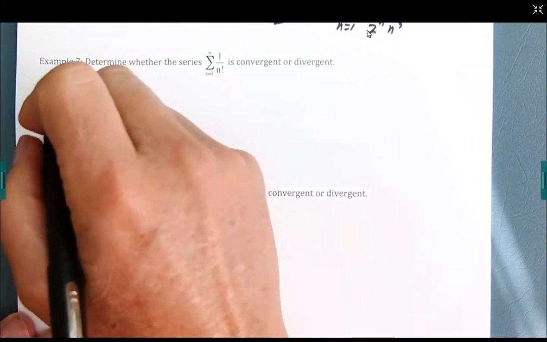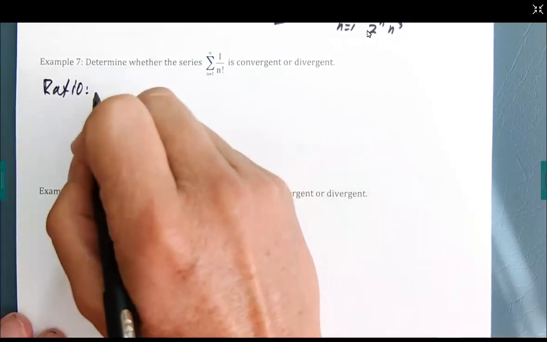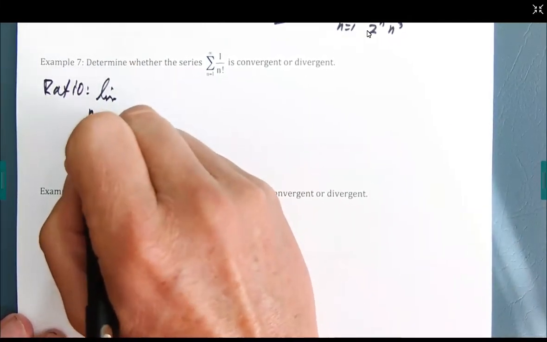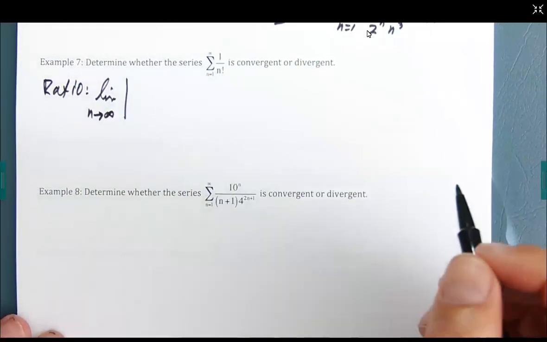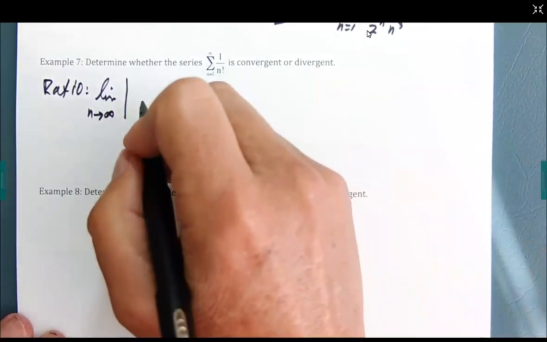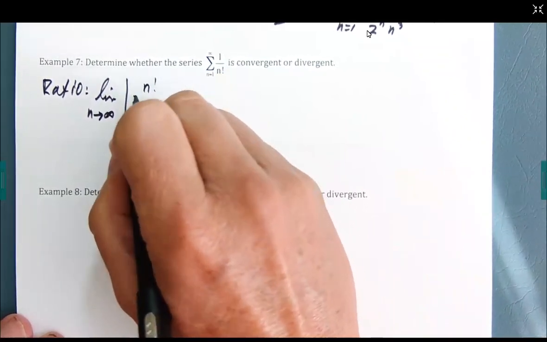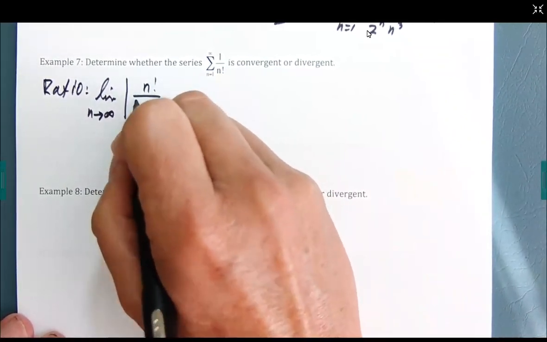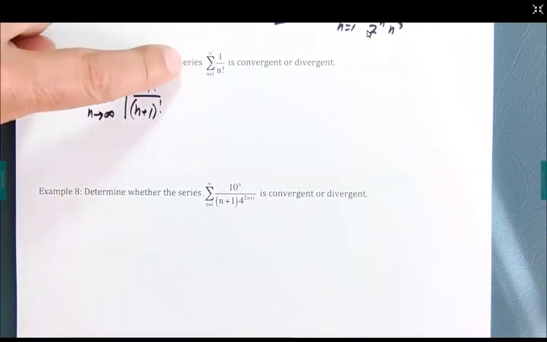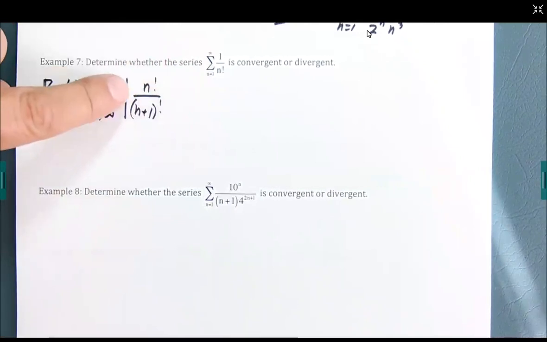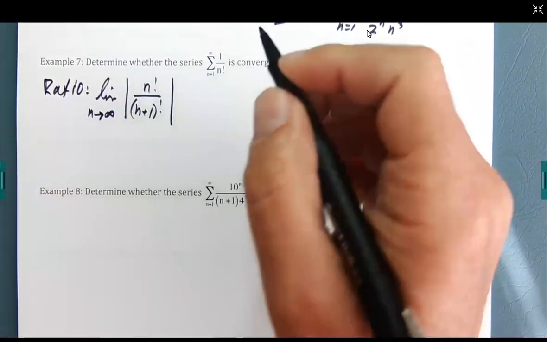But let's do the ratio test. And again, whenever we have a factorial, we're almost always going to do the ratio test. In fact, I can't think of a situation when it's not. So this is going to be n factorial over n plus 1 factorial. Remember, it should be 1 over n plus 1 factorial over 1 over n factorial, and everything gets flipped around, and we end up there.